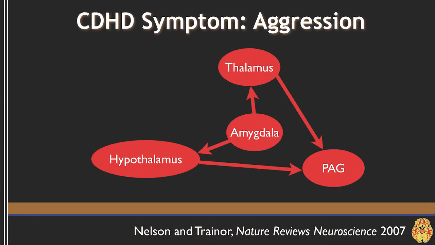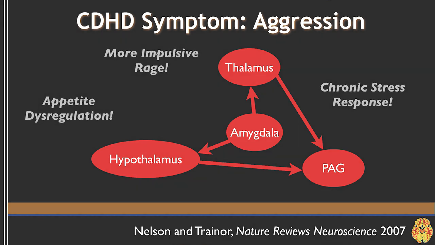And so this whole network that is responsible for impulse control, because of the loss of the prefrontal cortex, this network of brain regions gets hyperactivated, and therefore we'd argue that the zombie would be hyperaggressive. More impulsive rage, chronic stress response, appetite dysregulation. So we think just the loss of this one region gives rise to this cluster of zombie things, right? Like their insatiable appetite for human flesh.